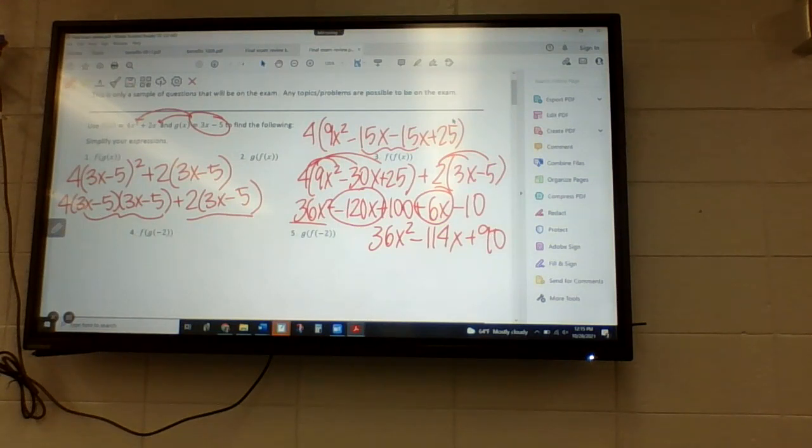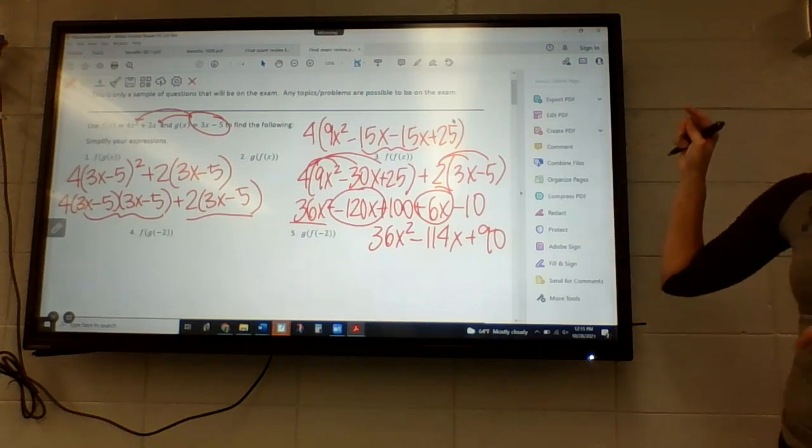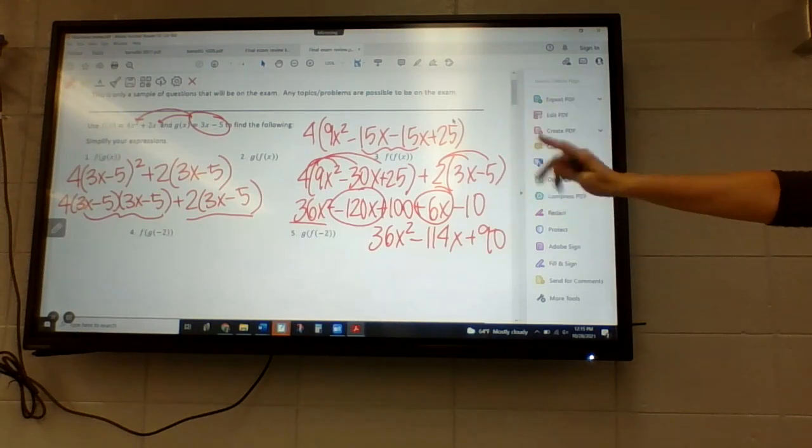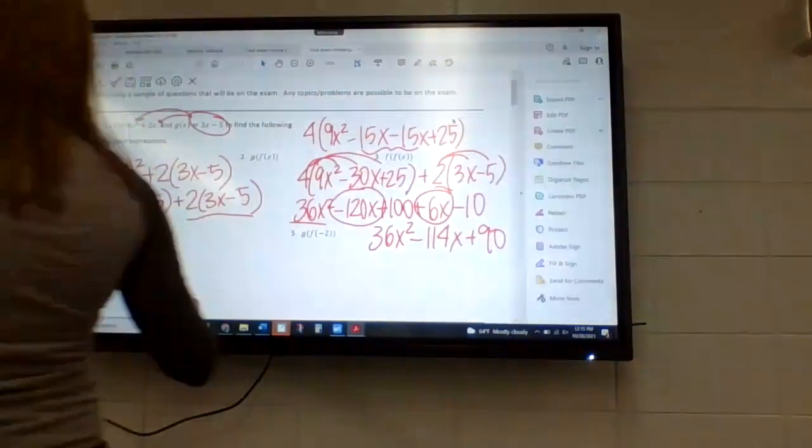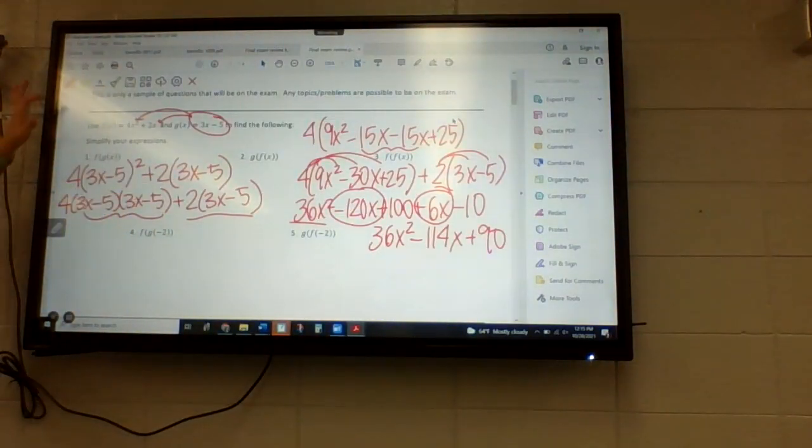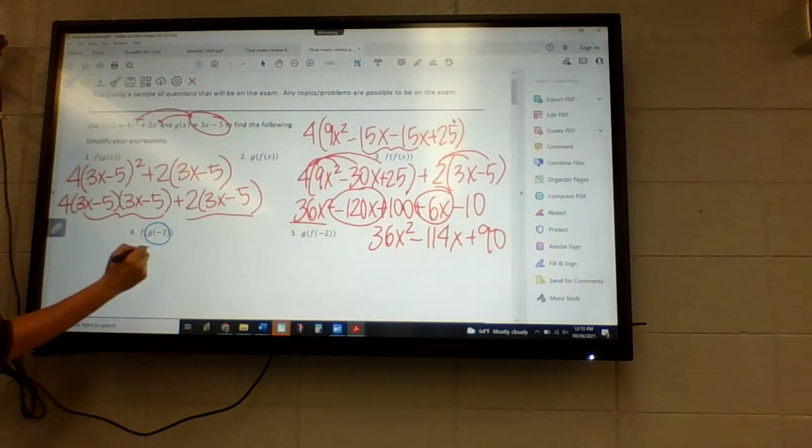Okay. Then in number 4, they want you to do f of g of negative 2. So if you got 1 wrong, you probably are going to get number 4 wrong as well, because they want you to put negative 2 into that, or you can do it another way. So I could do g of negative 2. I think this is a little bit easier, but it's up to you guys. So I'm going to do that first.